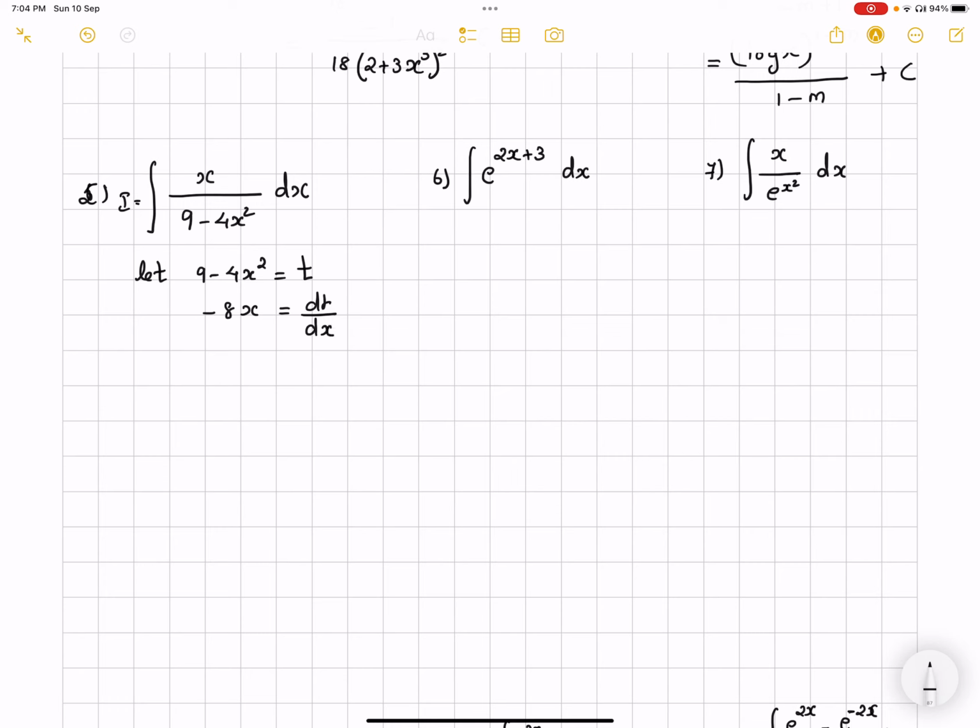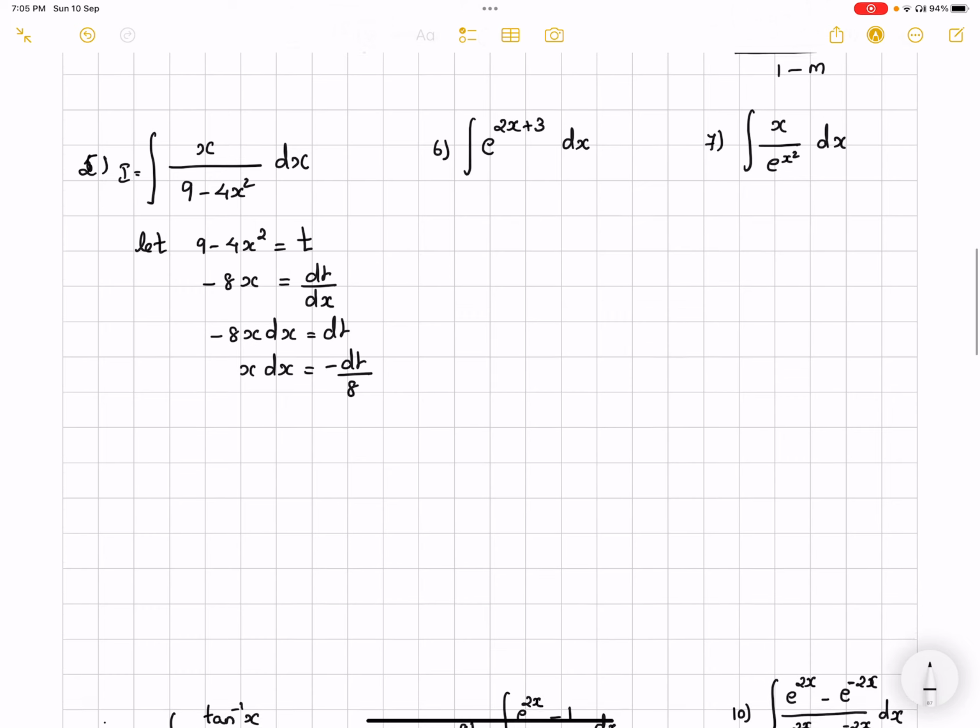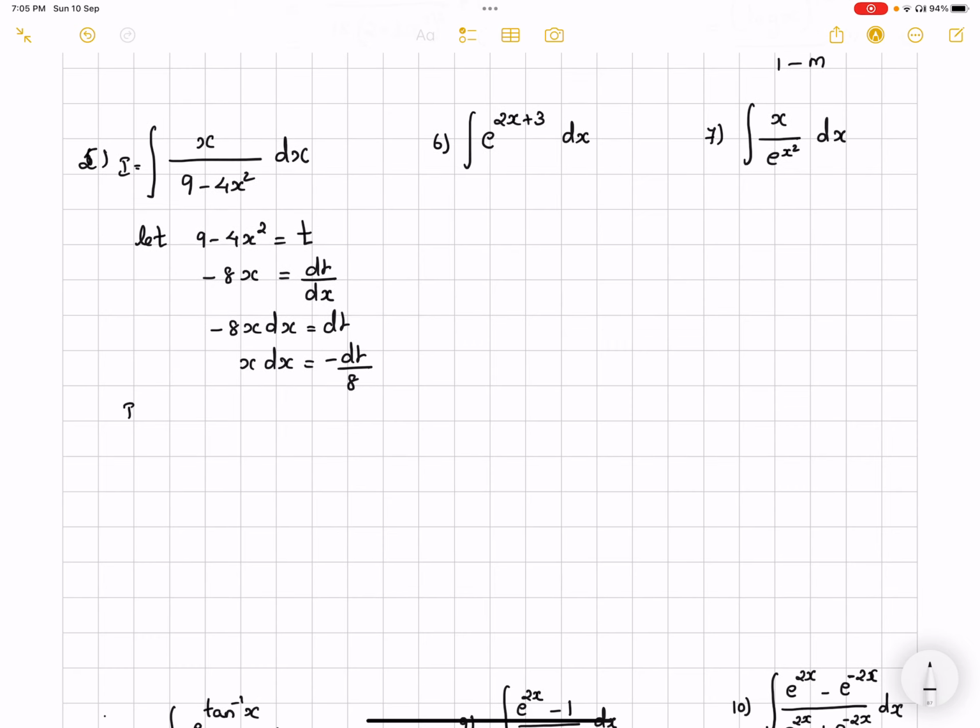Now my question has x dx. So minus 8x dx is equal to dt. Then x dx is going to be equal to minus dt divided by 8. That's it. Our problem is solved. Now let's go ahead and integrate. We would be getting minus dt divided by 8t. So minus 1 by 8, I would have integration of dt by t.